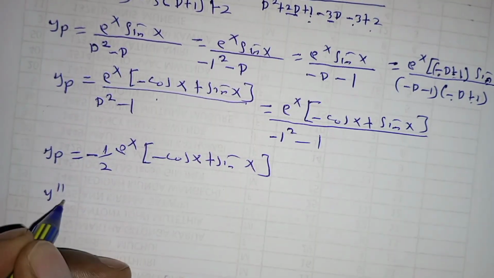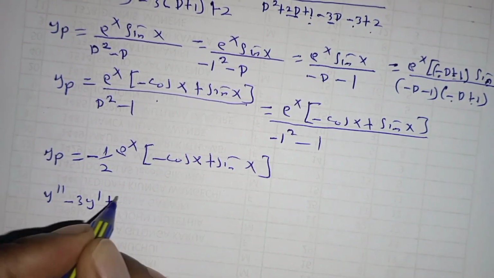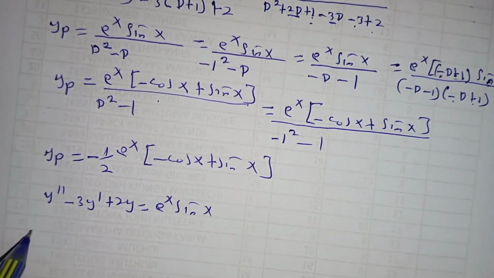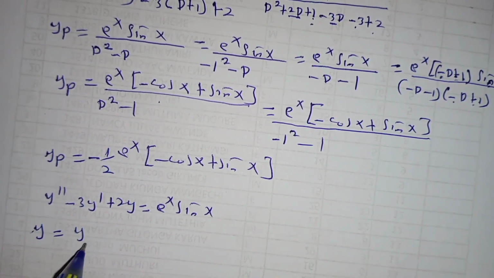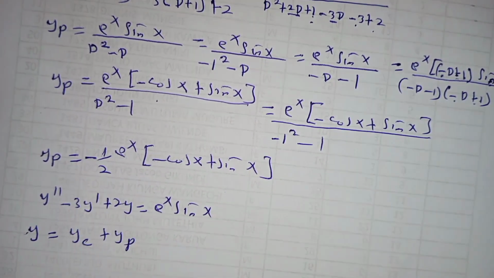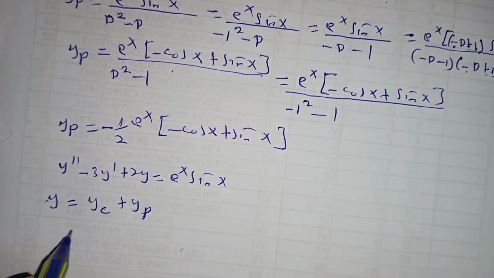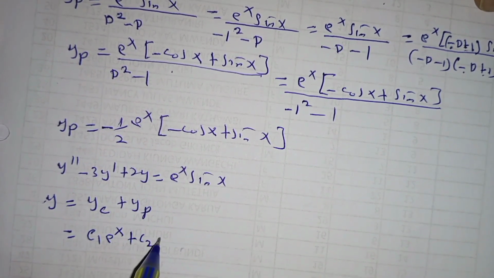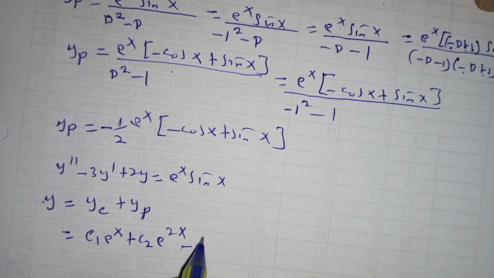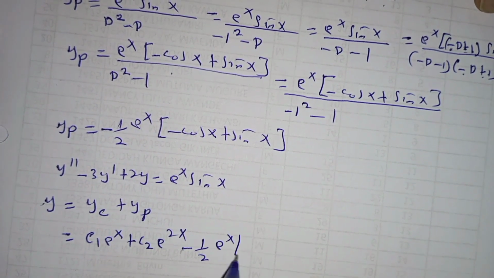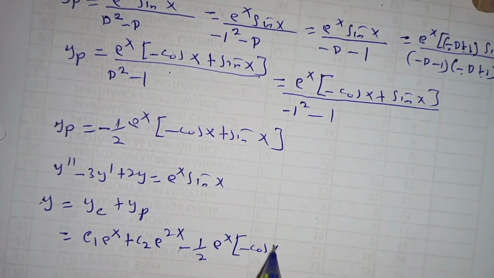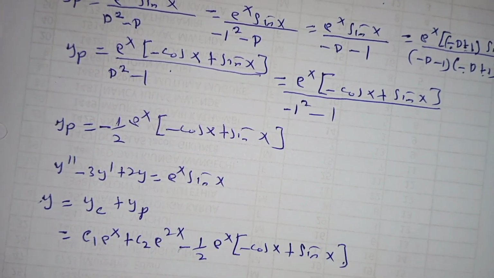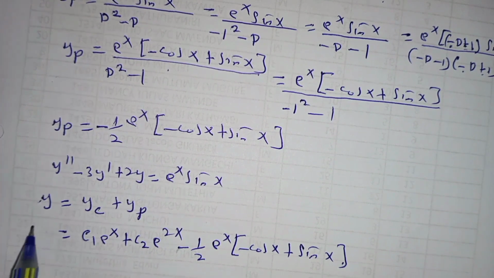So now we write our solution of our given ODE. Our ODE was y double prime minus 3y prime plus 2y is equal to exponential x sine of x. So our solution will be y is equal to y complementary plus yp. We substitute our values, which will be equal to c1 exponential x plus c2 exponential 2x minus 1 over 2 exponential x into bracket minus cos of x plus sine of x. We close the bracket. So that is our solution of our given ODE.